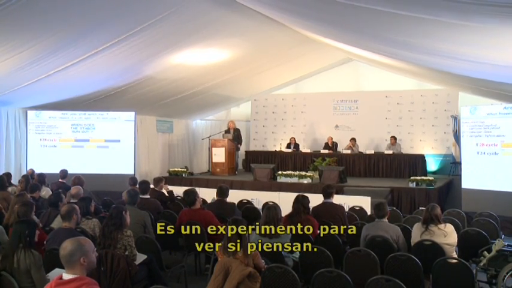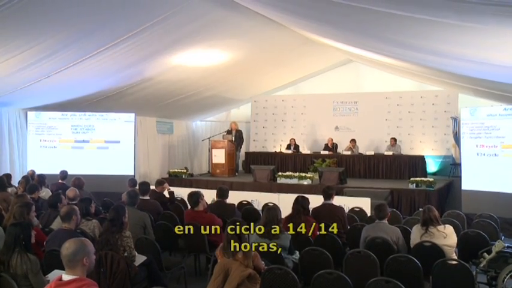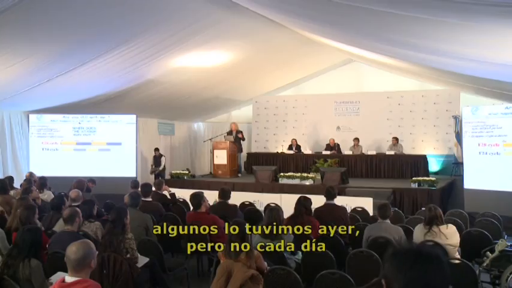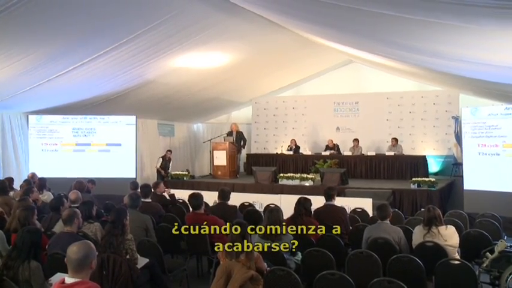Now this is an experiment to see if you're thinking. So this is a question. We grew plants in a 14-14-hour cycle. Not a 12-12 cycle, but 14-14. So they had a 28-hour day. What a lot of us had yesterday. But that's every day of their life. My question is, when does the starch run out?